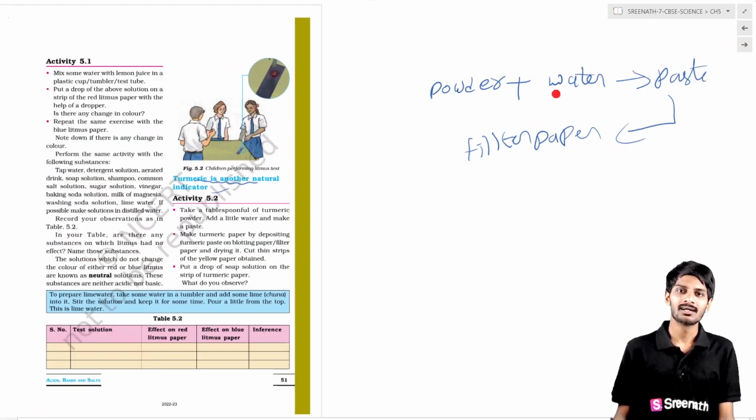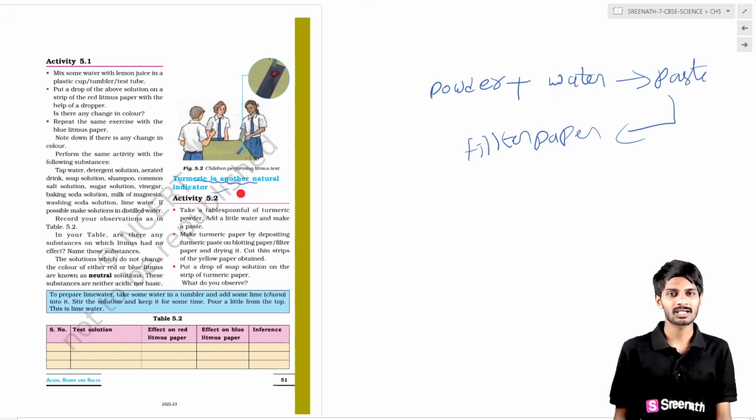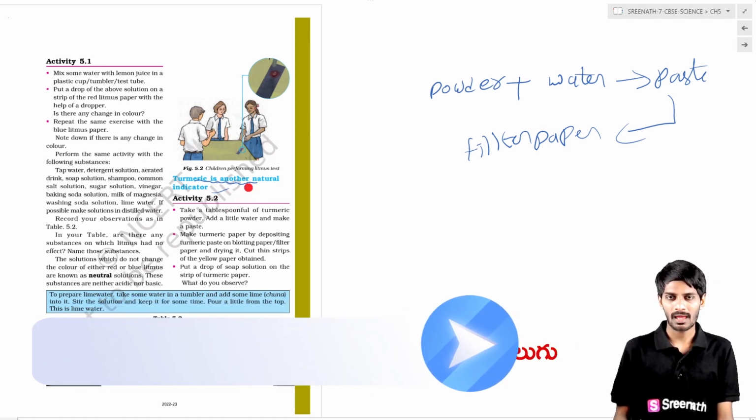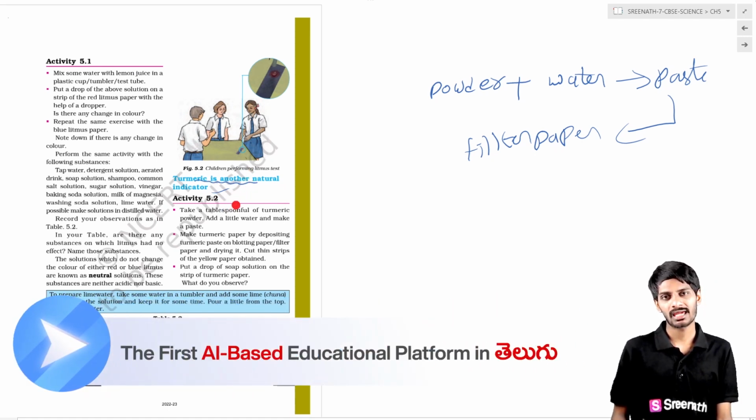And another natural indicator is turmeric. How can you make a turmeric indicator? Take some turmeric powder, add water to it and make it into a paste, and apply it on a filter paper so that you can cut those strips. Then finally, your turmeric indicator is ready.